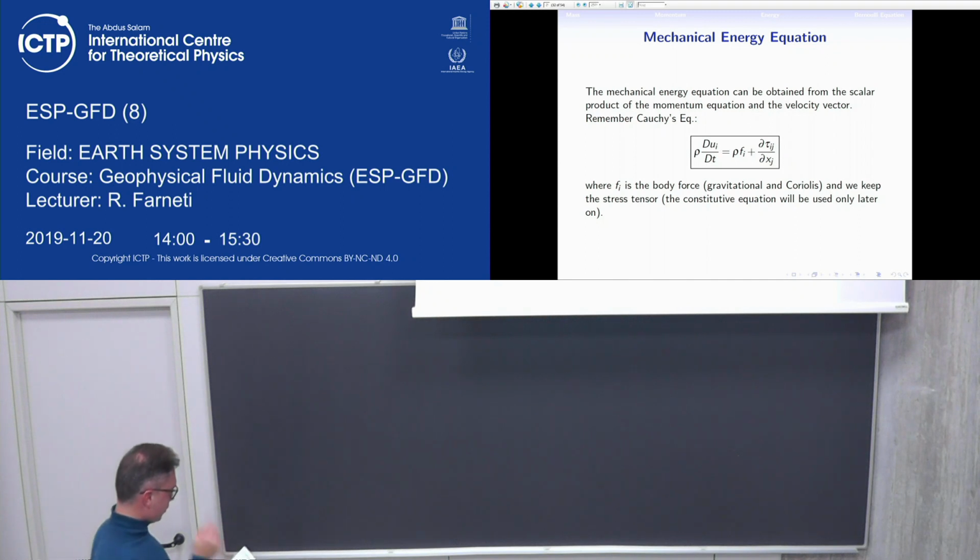So the first way we're going to derive the mechanical energy equation, or the kinetic energy equation, is by the scalar product of the momentum equation. So we're going to take the Cauchy equation. We're going to do the scalar product of the Cauchy equation and the velocity vector. Okay? So we're going to take the Cauchy equation and do the scalar product with the velocity vector.